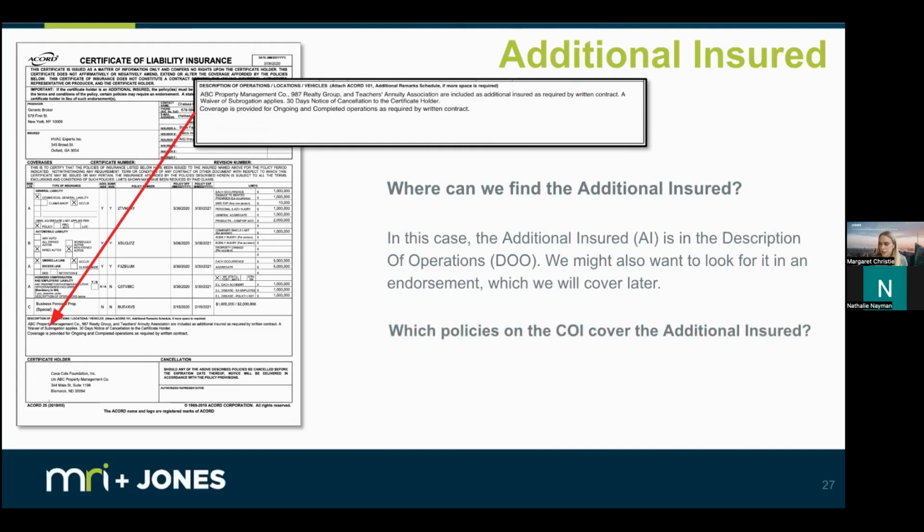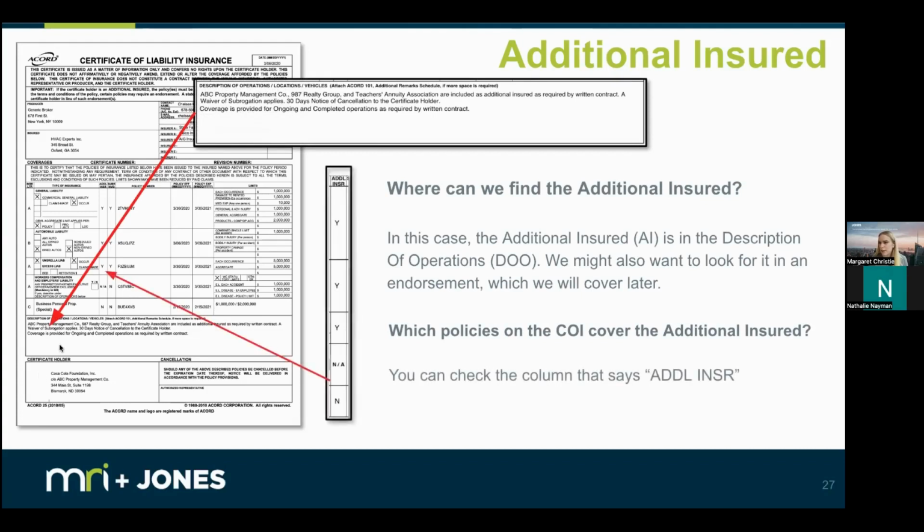Now, the additional insured is going to apply to only certain policies. So how are we going to find out which policies it applies to? You can check this column here. It says ADDL INSR, additional insured. And if you have a Y in there, you can see that this applies to that policy. If you have a not applicable, it's not applicable. An N would be a no.